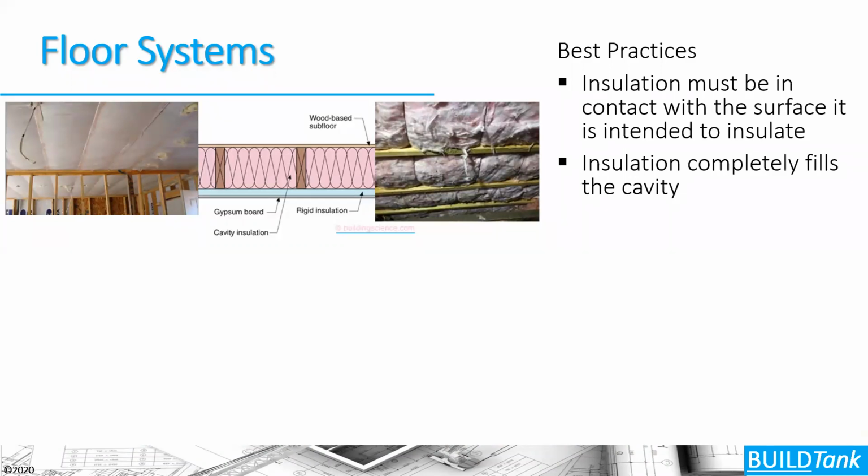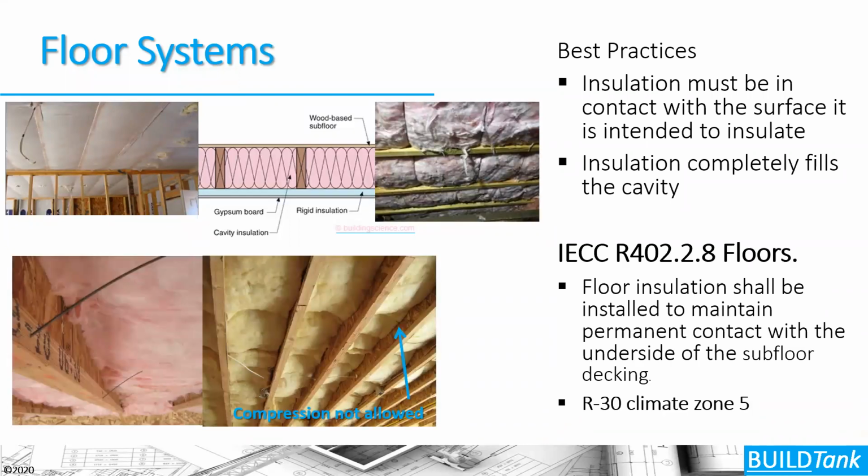So from a best practice perspective, for floor systems, for example, is to insulate that cavity completely full of insulation. However, the code says that you only need an R30 in our climate zone in a floor system. However, we're looking at how things are performing and installed now. So we often use a stay wire to hold the insulation permanently against the subfloor. And that's what the section of the code says, that you have to install the insulation so it maintains permanent contact with the underside of the subfloor decking.